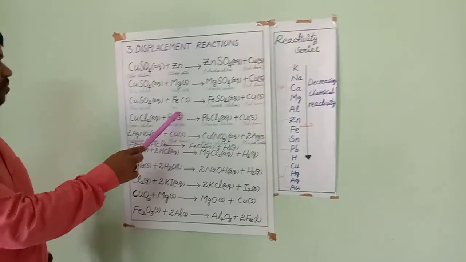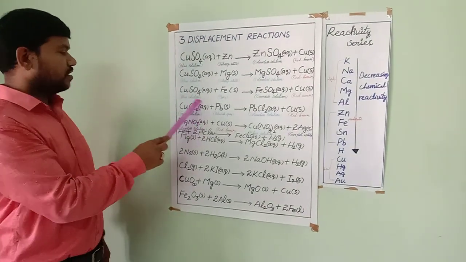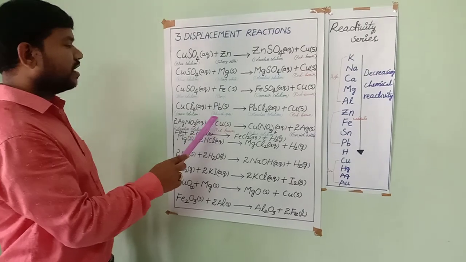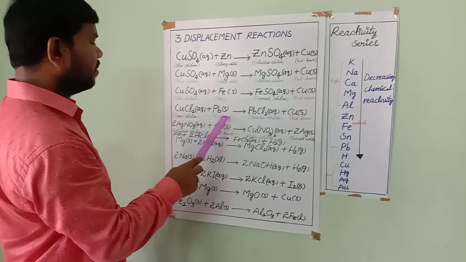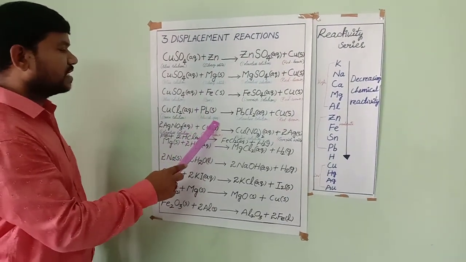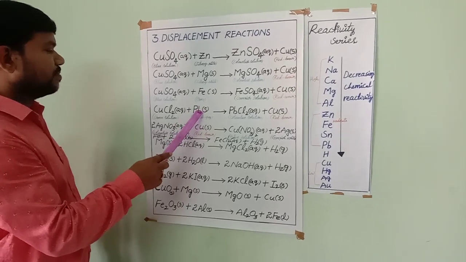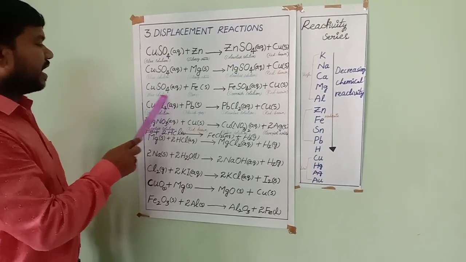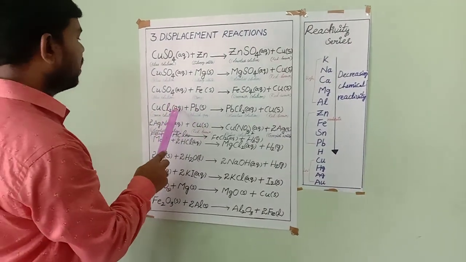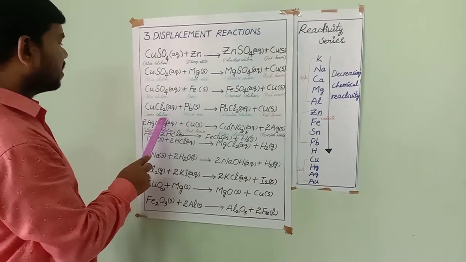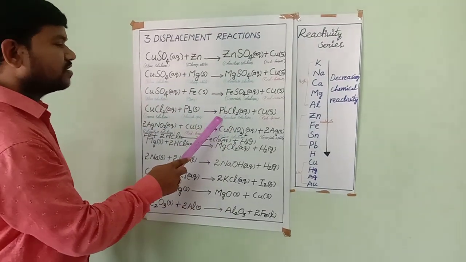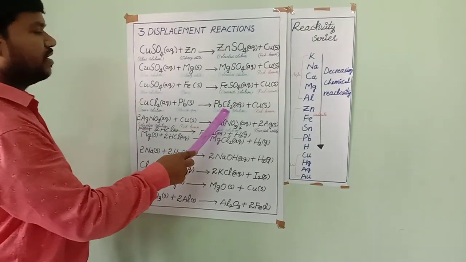In a similar way, one more example: copper chloride, which is a green solution. To this green solution we have taken a strip of lead, which is bluish gray in color. When we added the strip of lead to copper chloride solution, the reaction takes place between them, and after some time the green solution changes to colorless due to the formation of lead chloride.